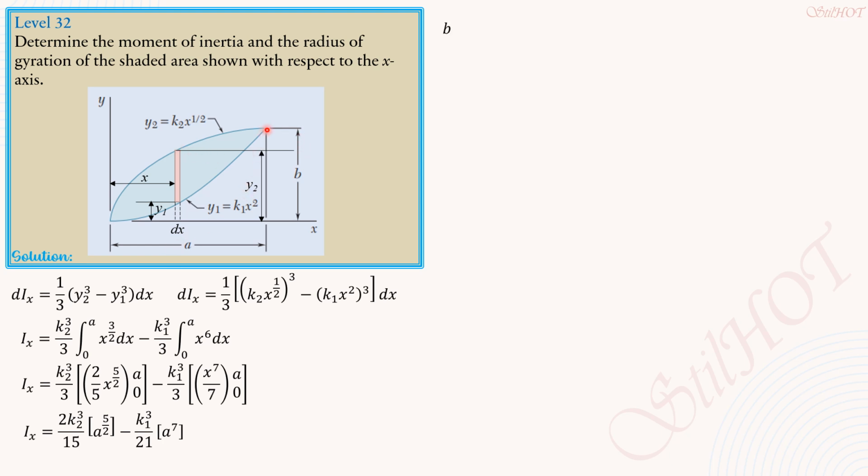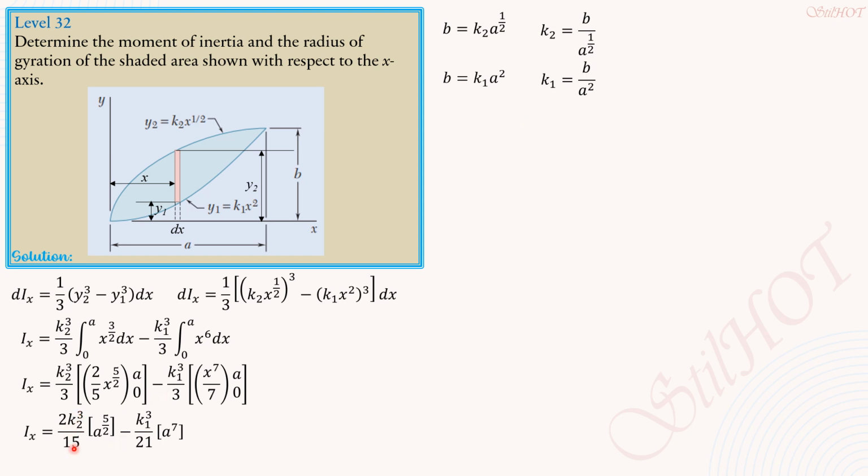When x is a, y is b. So b equals k2 a to the 1/2. So k2 is b over a to the 1/2. While for this curve here, y1 is b when x is a. So b equals k1 a to the 2. So k1 is b over a squared.